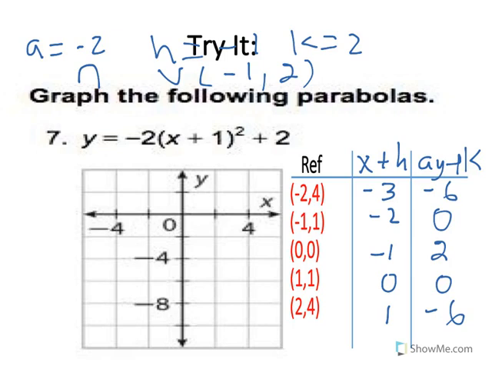Negative 3, negative 6, so it's here. And negative 2, 0, it's here. And negative 1, 2, so it's here. And 0, 0 is here. And 1, negative 6 is here. So the graph will open downward, right?